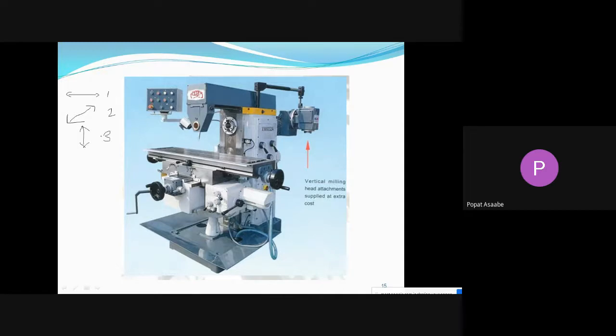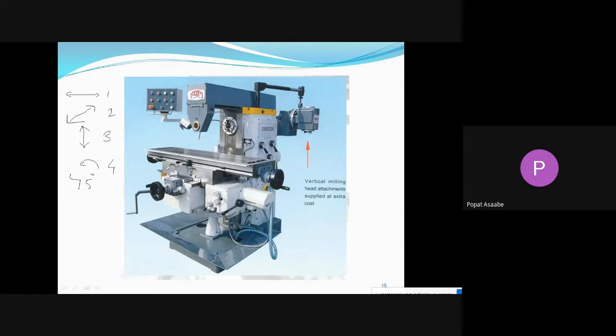And also we can rotate this table at 45 degrees. Okay, 45 degrees, that is the fourth movement, which we can also easily achieve in this universal milling machine. It is called the universal milling machine because it performs most of the operations. And generally, what is the application of the universal milling machine?